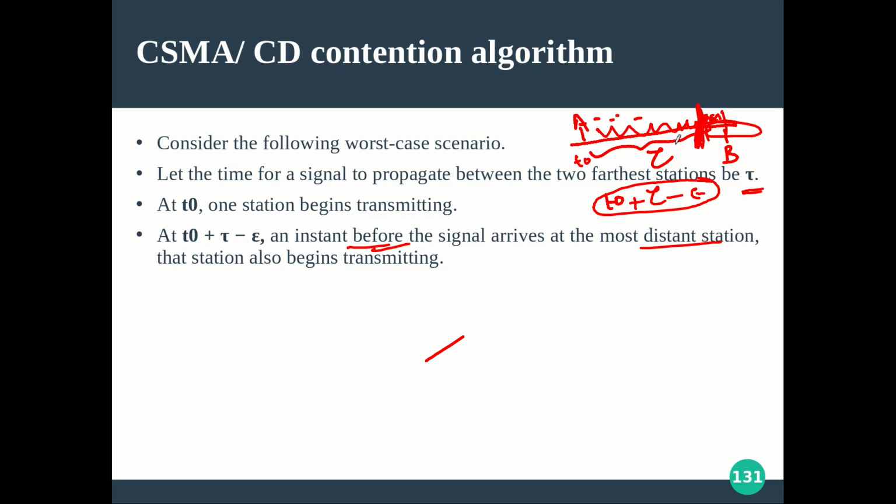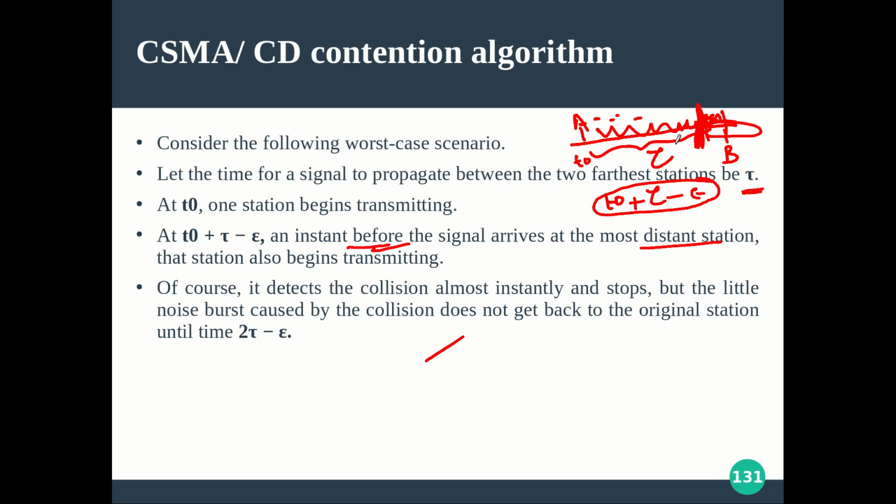Of course, B detects the collision almost instantly and stops, provided we have a strong collision detection strategy. Once the collision occurs, a collision signal, a little noise burst, is generated and comes back. How long will it take for the collision signal to reach A from the collision point? Only then can A understand that it is its data that collided. Again it will take tau, actually tau minus sigma, approximately tau.